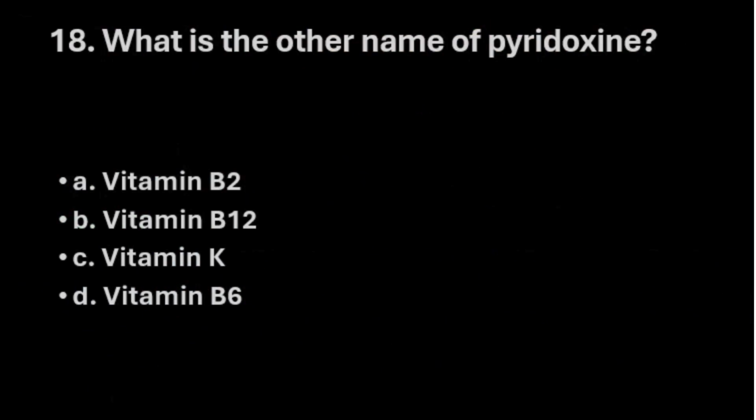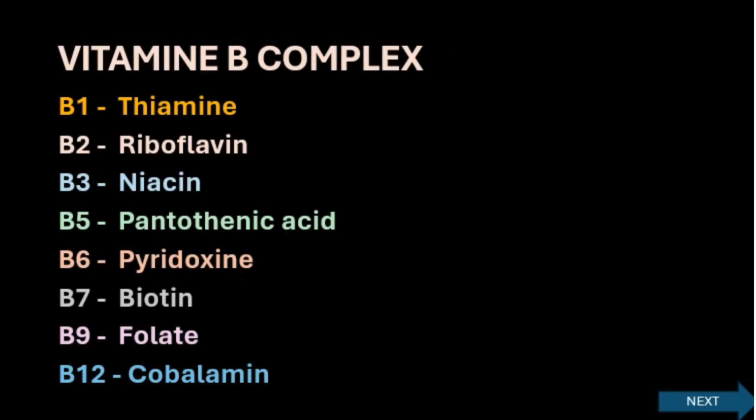Next question. What is the other name of pyridoxine? Option A, vitamin B2. Option B, vitamin B12. Option C, vitamin K. Option D, vitamin B6. Let us see the right answer. The right answer is vitamin B6.